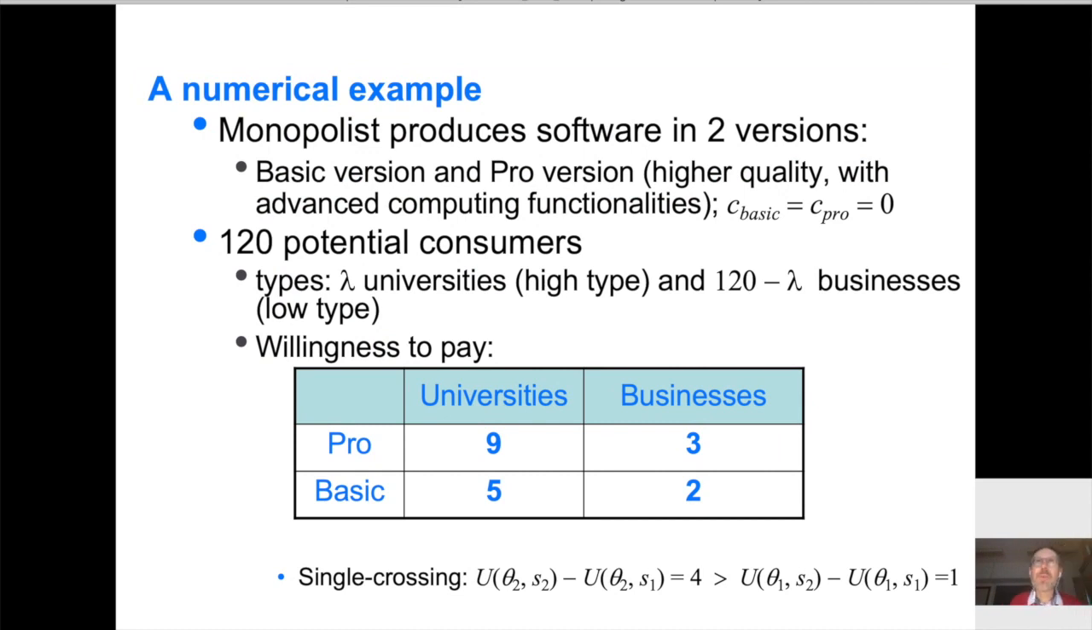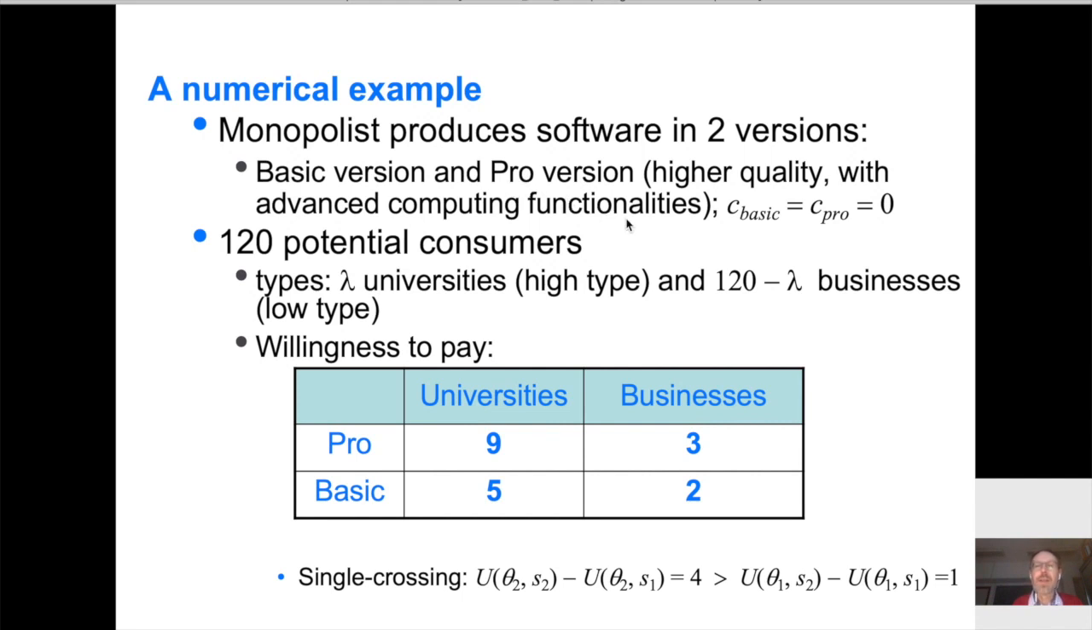On purpose here to see how prices will be set by the monopolist to induce the self-selection of the consumers. And we take an example with two versions of a product and also two types of consumers. Okay, so let's start with the two versions. It's a software, and you've got the basic and the pro version. The pro version has a higher quality.